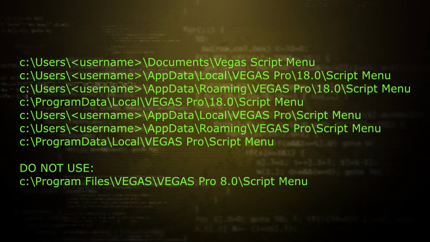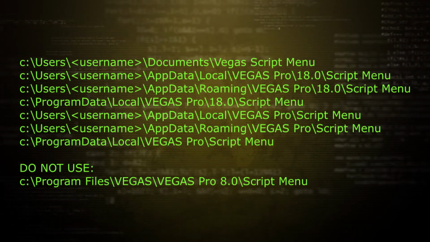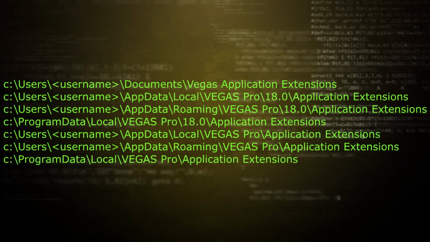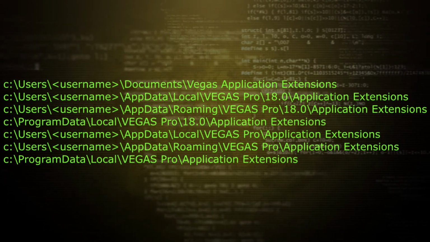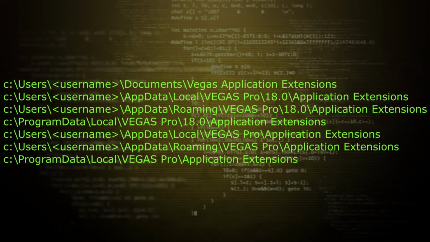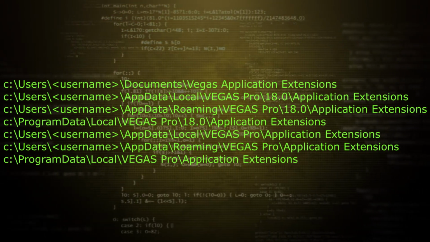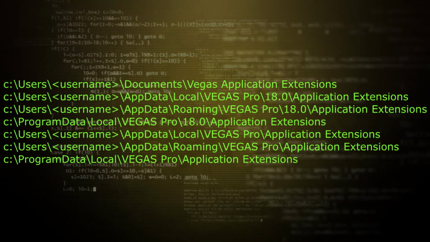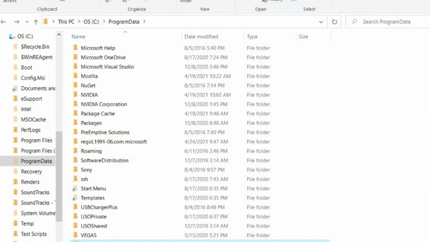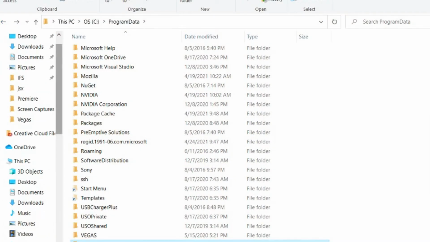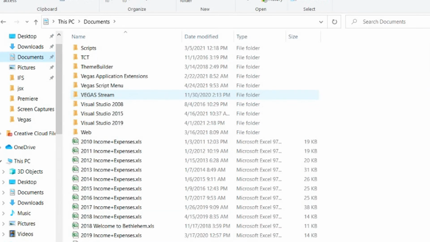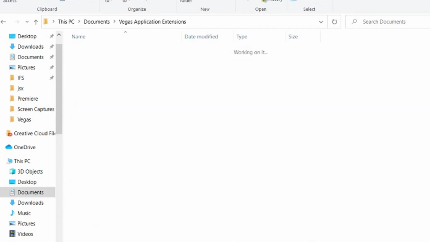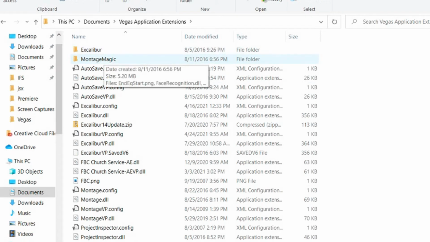Similarly, you can do the same thing with application extensions or custom commands. We have not gotten into custom commands yet, but the only difference is instead of creating a script menu folder, you would create an application extensions folder. So if we go back to My Documents, you will see that I have the Vegas script menu folder, and then I have the Vegas application extensions folder, and that is where Excalibur and Montage Magic, my two products, install automatically.